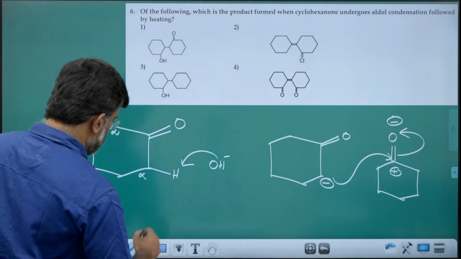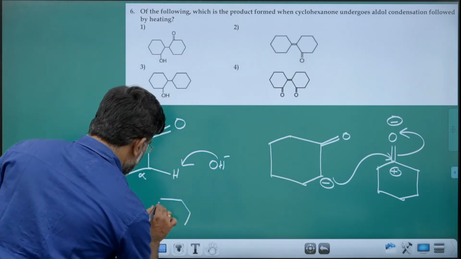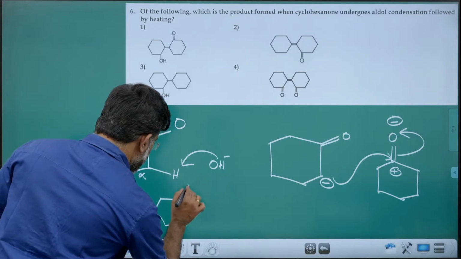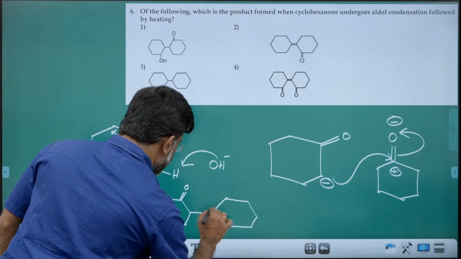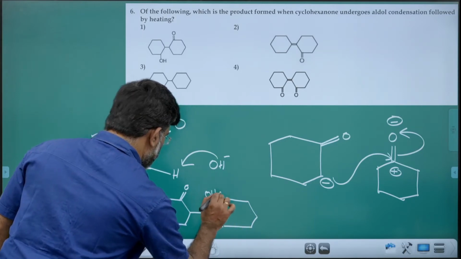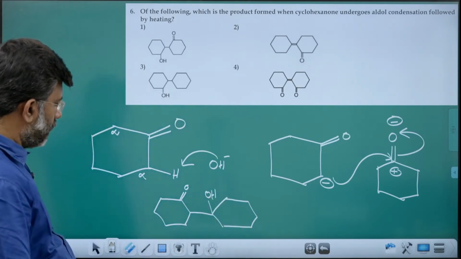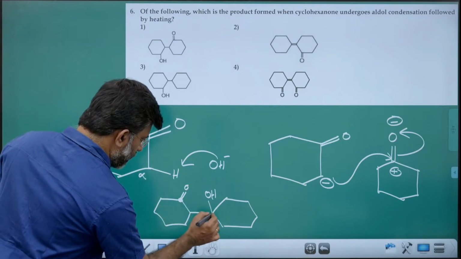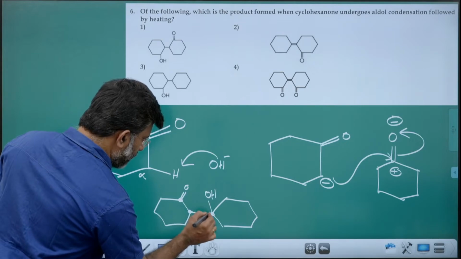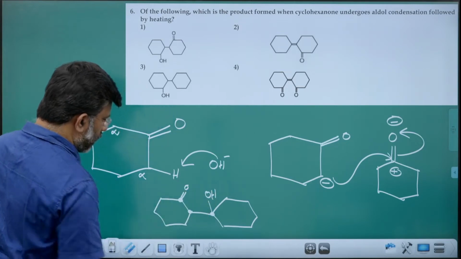And the product obtained has a keto group and a cyclohexane ring with the OH group. This is the aldol. This is the functional group. This is the alpha carbon. This is the beta carbon. Beta hydroxy ketone.